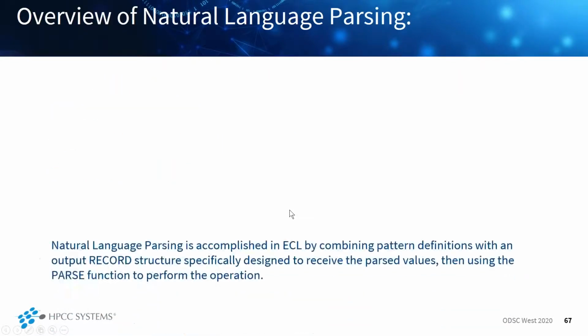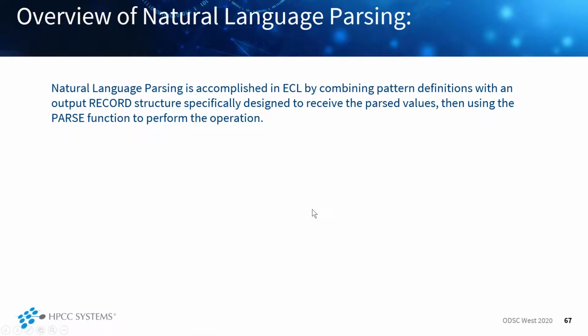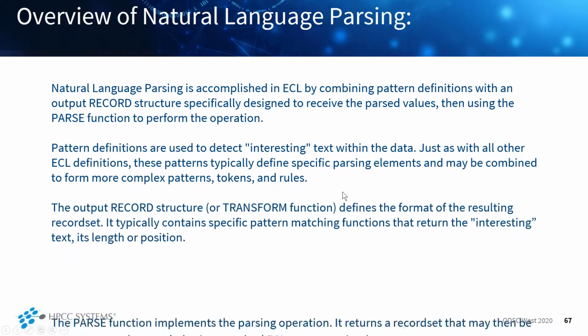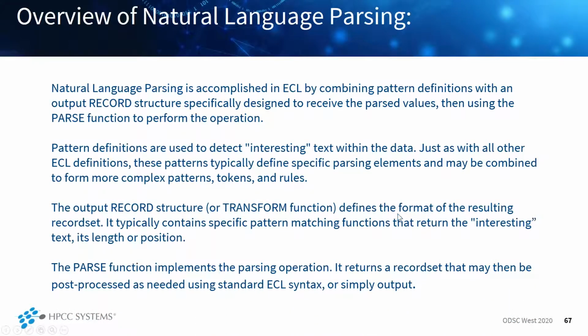So let's get started. The process of natural language parsing in ECL, the fundamentals, involves building patterns of interesting text that you're looking for, then applying the parse function to those patterns. And when the parse function finds a match, it will take the result of your search and then shape it into whatever output you want to see. So it works with patterns, and then the parse function, and then the record structure. So just 3 steps: define your patterns, build your parse function, output your parse function to your desired record structure output, or an intermittent transform function on the way to a record structure.